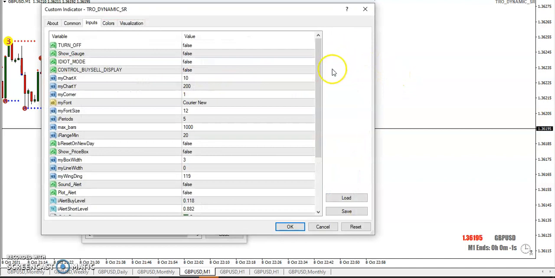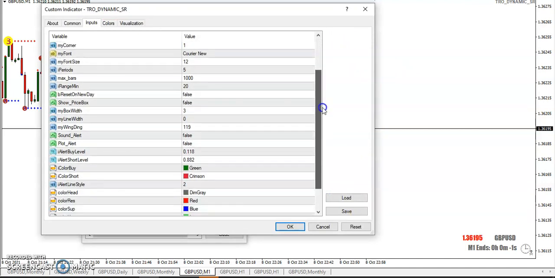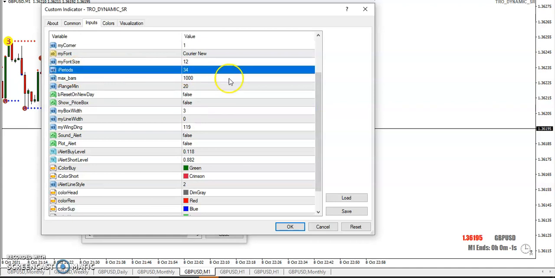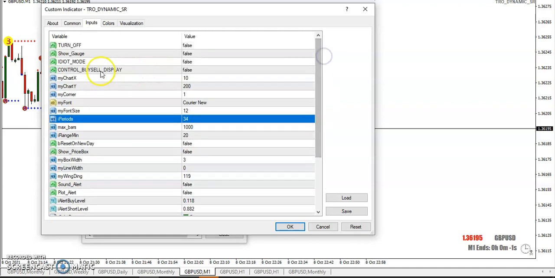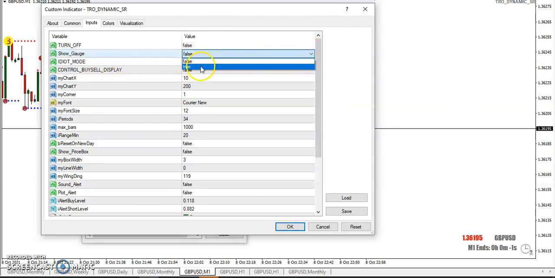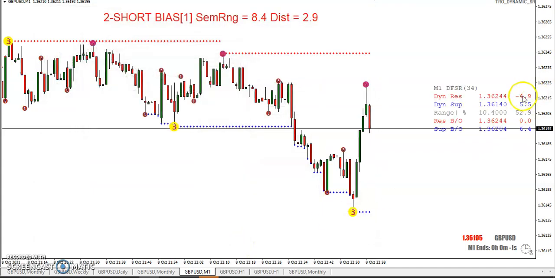Now, to simulate the 3 ball, what you need to do is change the periods to 34. Now, there's also something I put in here. This is the update. So we're going to turn the gauge on. And what this will do is tell you the breakout distance from resistance and the breakout distance from support. Now, how does it work?